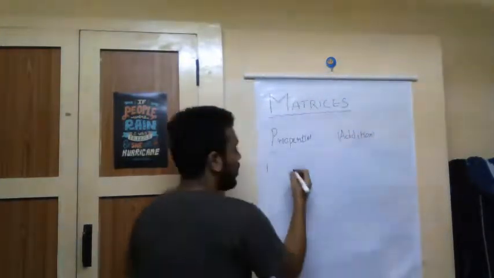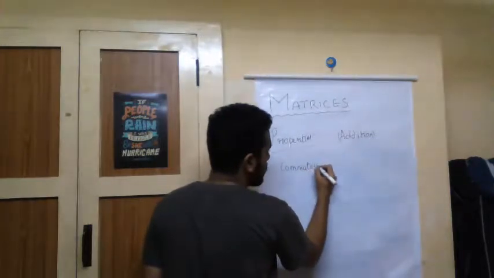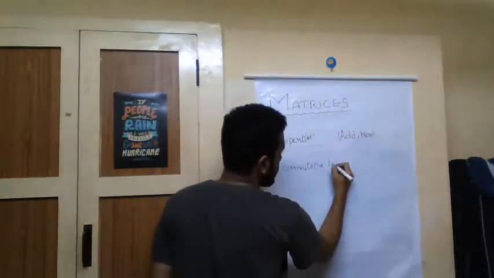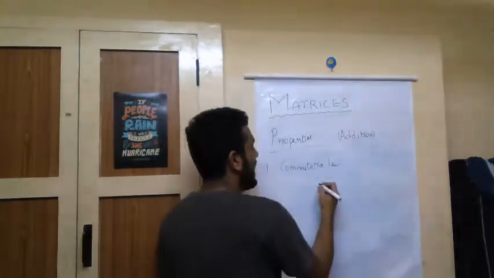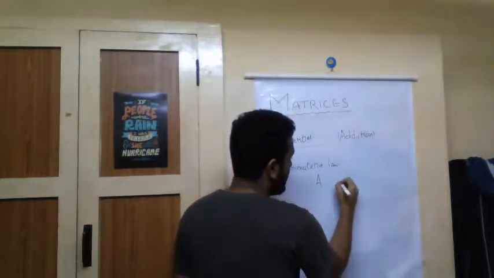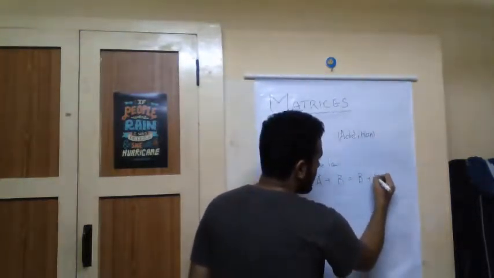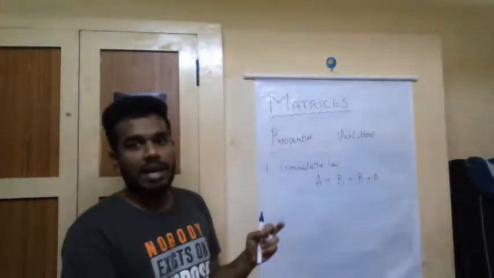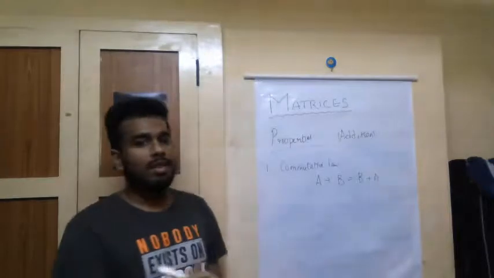There is the commutative law. The commutative law is satisfied with addition. It basically means that if there are two matrices A and B, then A plus B equals B plus A. They're the same thing, because either way we're just adding corresponding elements to corresponding elements. So there's no difference there.